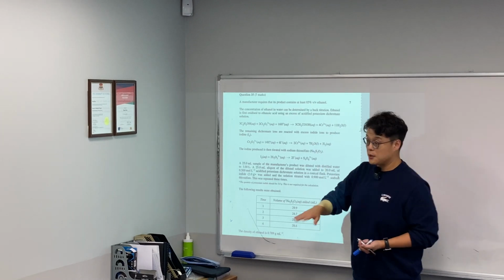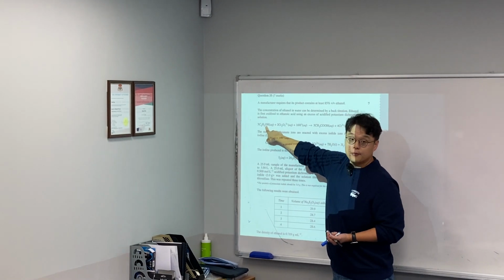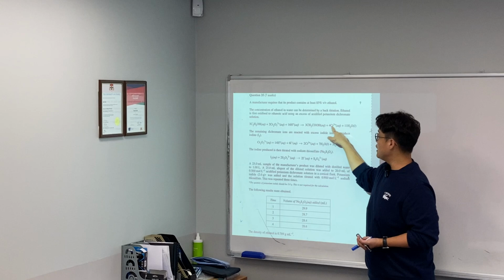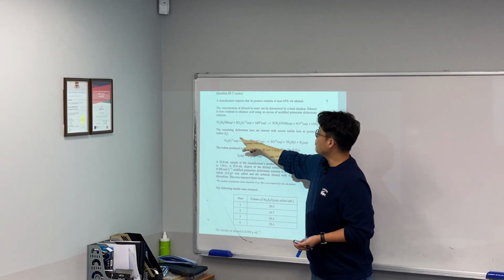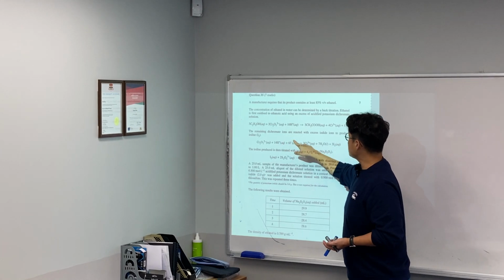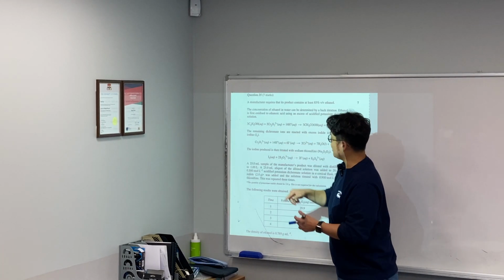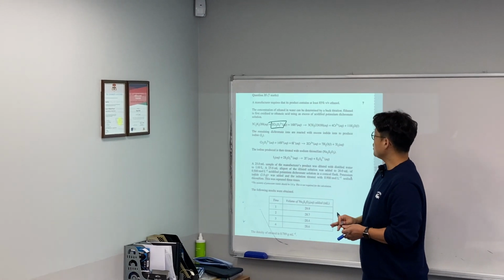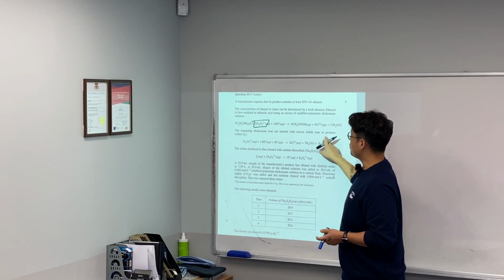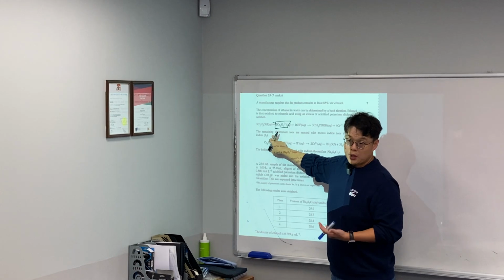Ethanol is first oxidized to ethanoic acid using the excess acidified potassium dichromate. Now, don't worry about it, which simply means that, hey, this is ethanol, and you go through a reaction that looks like this. That's all you need to understand. Then the remaining dichromate ions, this is a dichromate, are reacted with excess iodide ions to produce iodine. The reason for that is this.